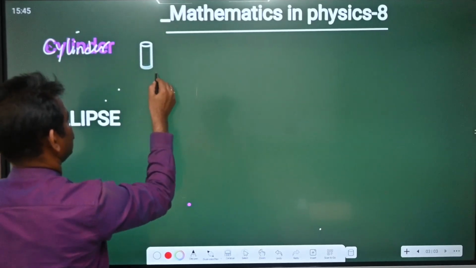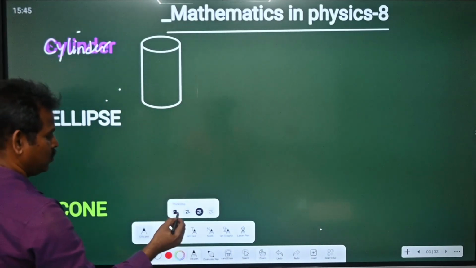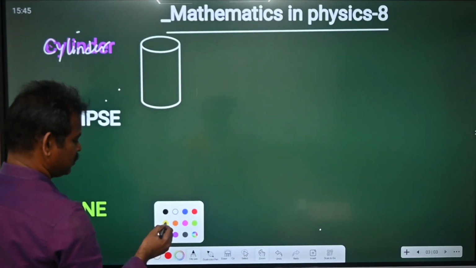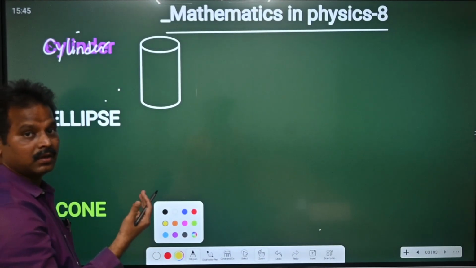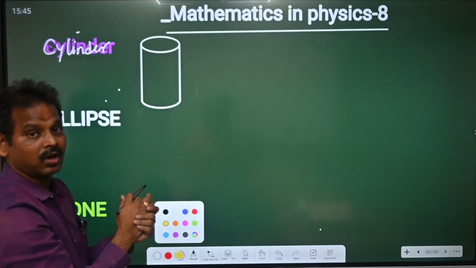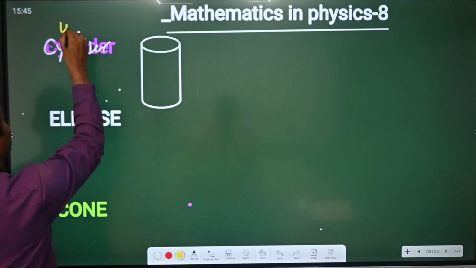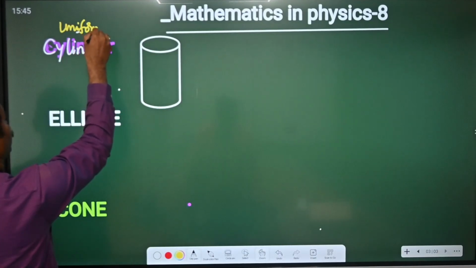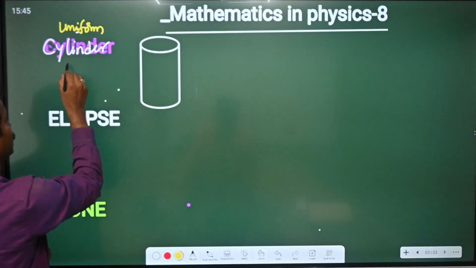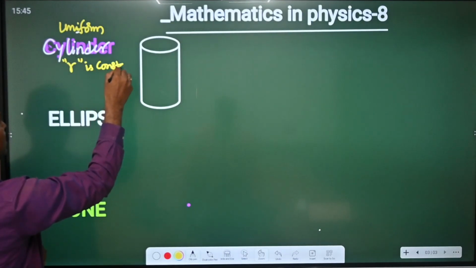This is our cylinder. The cylinder will have different radii or may have the same radii. If the cylinder has different radii, then it is not a uniform cylinder. Even if it is not mentioned, always take this as a uniform cylinder. For a uniform cylinder, the radius is constant.